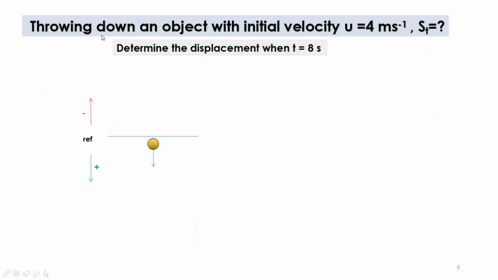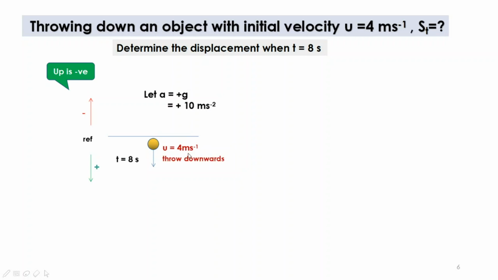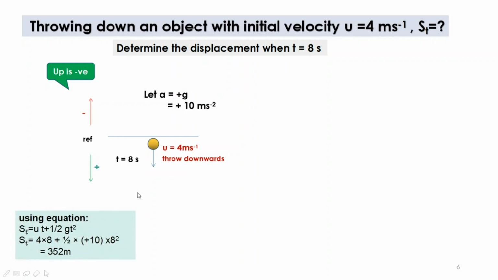Last example was a free-falling object. Now we consider an object thrown downwards with an initial velocity equal to 4 meters per second. Determine the displacement when time equals 8 seconds. Similarly, we need to set the reference point. Upward is negative, downward is positive. Hence, a equals positive g. Now, u is equal to 4 meters per second, the time equals 8. Using the equation, we substitute the reference parameters. We get the answer: displacement equal to 352 meters.